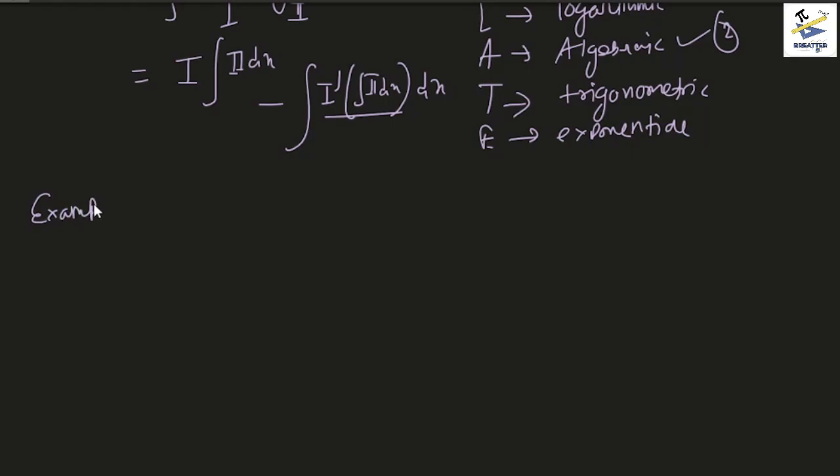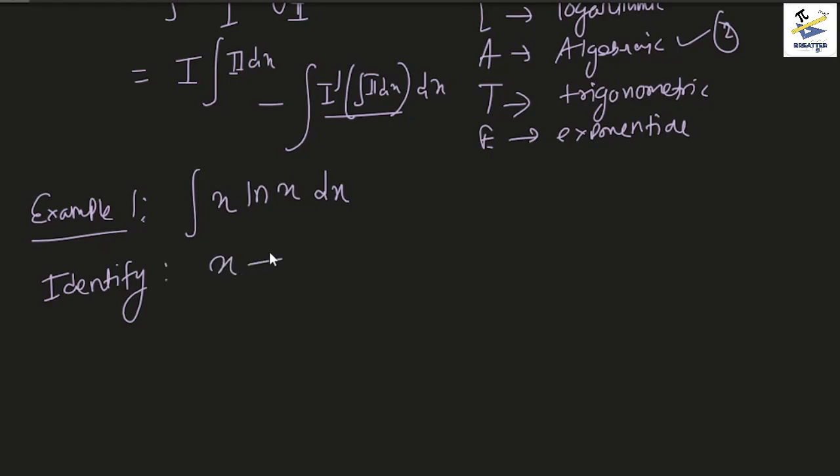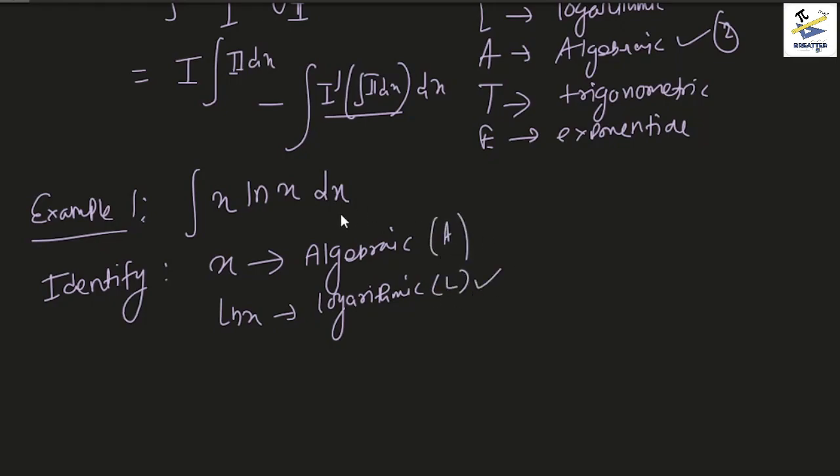Example 1. Let us find out the integral of x log x dx. Okay, so identify: x is an algebraic function, right? ln x is logarithmic. So which one is more up the list? Obviously L, right? So L should be treated as the first function and x should be treated as the second function.